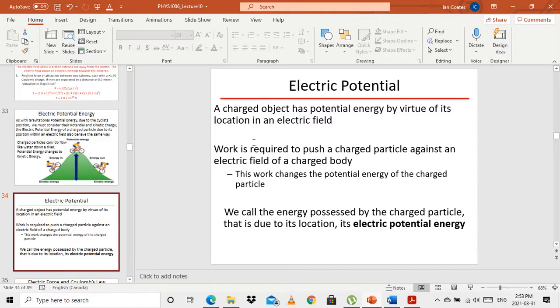Proton likes to go one way. An electron likes to go the other. We can make them go the other way, but it's going to cost work. Okay? We call the energy possessed by the charged particle that is due to its location, we call this your electric potential energy. Okay?